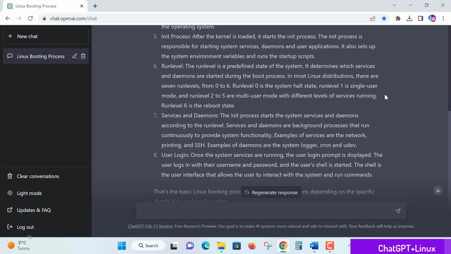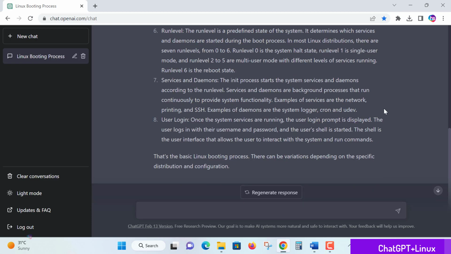And run levels. A run level is a predefined state of the system that determines which service daemons are started during the booting process. Most Linux distributions have 7 run levels. You may get this question also: what are the run levels? From 0 to 6: run level 0 is the system halt state, run level 1 is single-user mode, run levels 2 to 5 are multi-user modes with different levels of services running, and run level 6 is the reboot state. Hopefully this is a really interesting interview question.